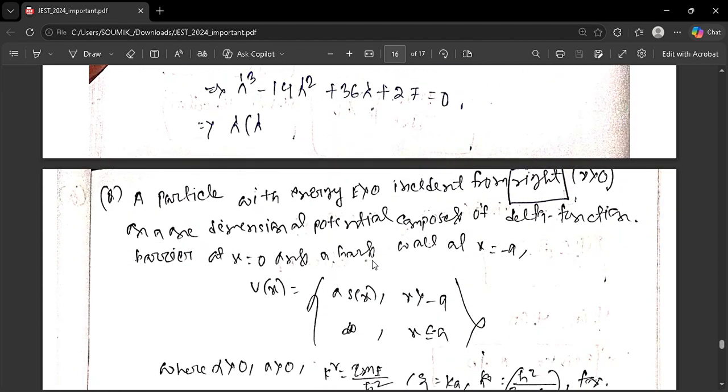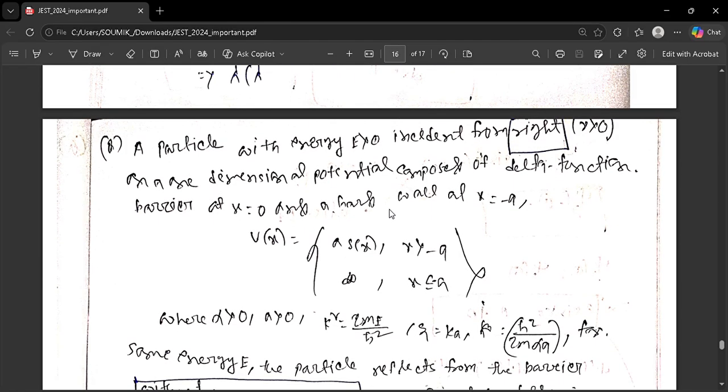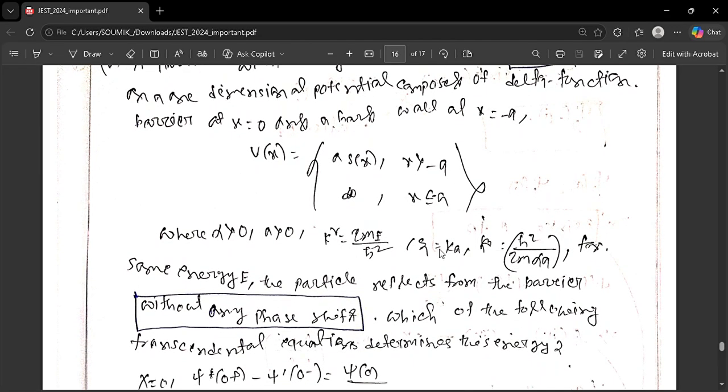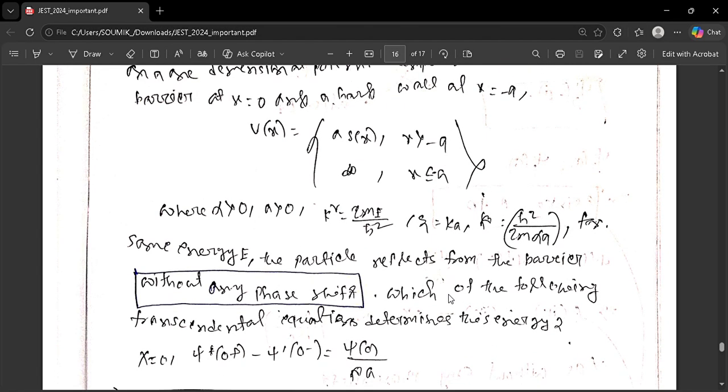Okay, I think this is the last question. A particle with energy E greater than 0 is incident from the right on a one-dimensional potential composed of a delta function barrier at x equals 0 and a hard wall at x equals minus a. The potential profile is given, along with k squared, alpha and beta. The particle reflects from the barrier without any phase shift. Which of the following transcendental equations determines its energy?